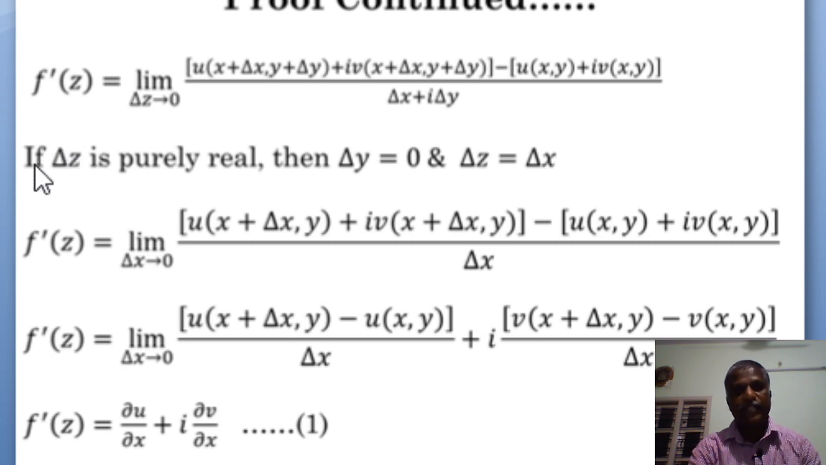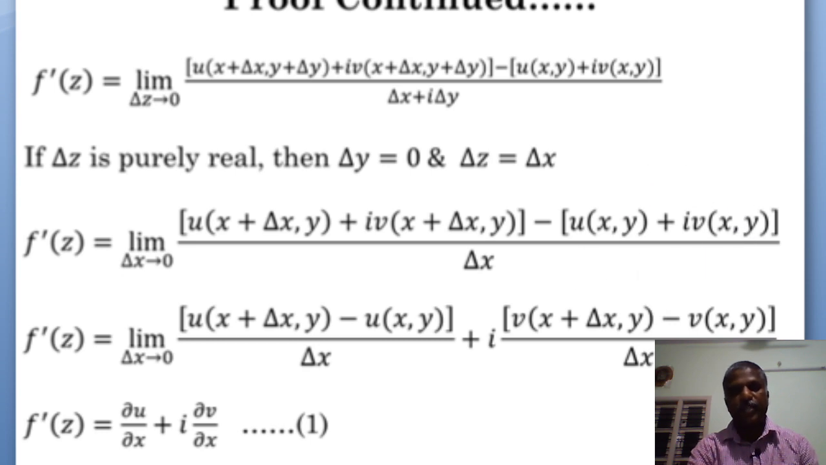The first case is if Δz is purely real. Purely real means there is no imaginary part, the imaginary part is 0. That is Δy is equal to 0. Then Δz is equal to only Δx. Now substituting this, f'(z) is equal to the limit as Δx tends to 0 of [u(x+Δx, y) + i·v(x+Δx, y)] minus [u(x,y) + i·v(x,y)].